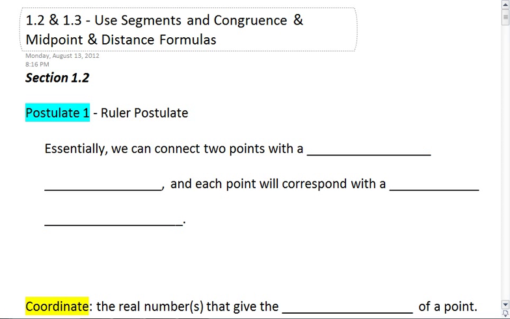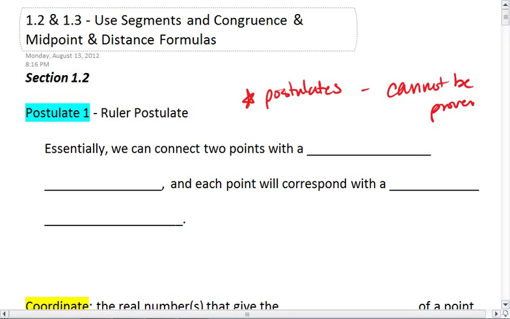Section 1.2 and 1.3, we're going to use segments and congruence and midpoint and distance formulas. So for section 1.2, the first thing we look at is postulate 1, the ruler postulate. Remember, postulates cannot be proven. We simply have to accept them as is.